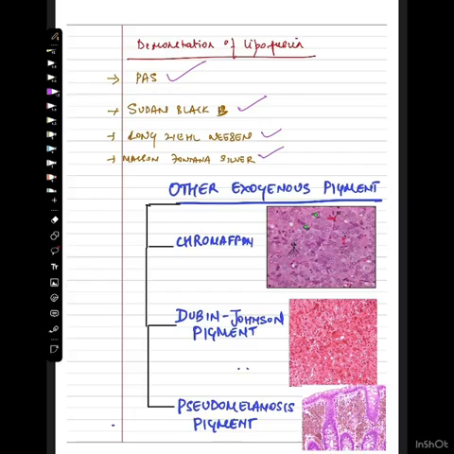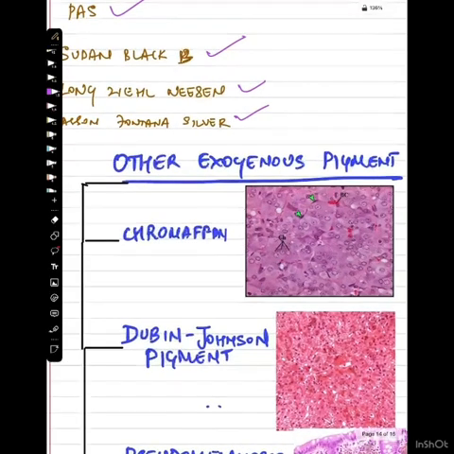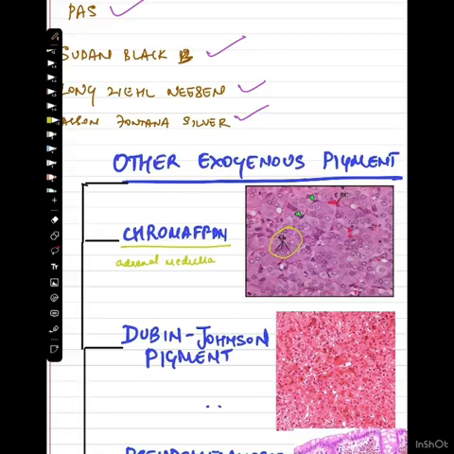The other pigments are chromaffin pigment. Chromaffin pigment, as you can see here, is highlighted over here. This is the chromaffin pigment. This pigment is normally found in cells of the adrenal medulla. It is a dark brown pigment and it can occur in a condition called pheochromocytoma.